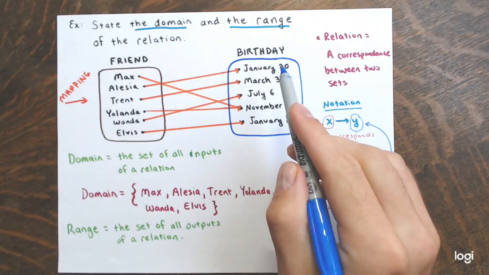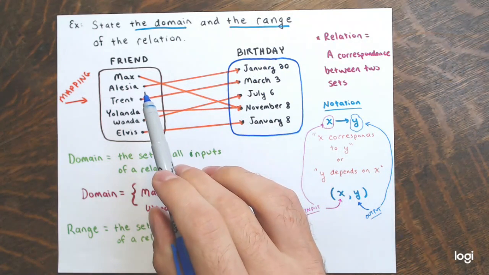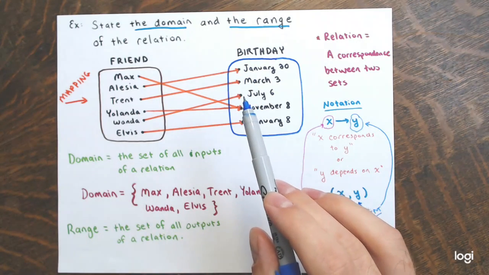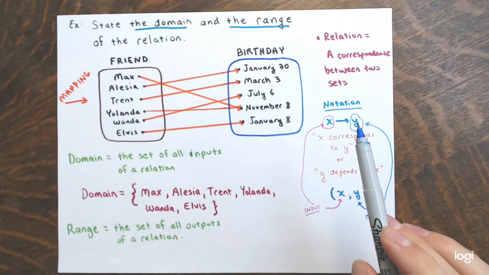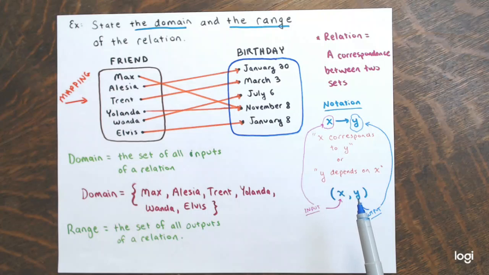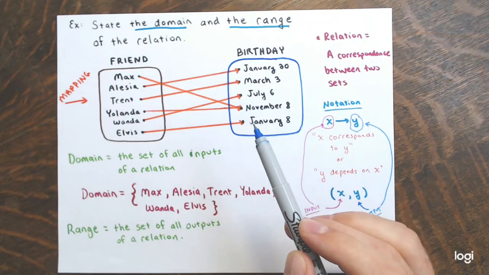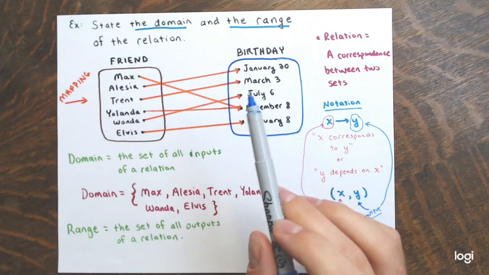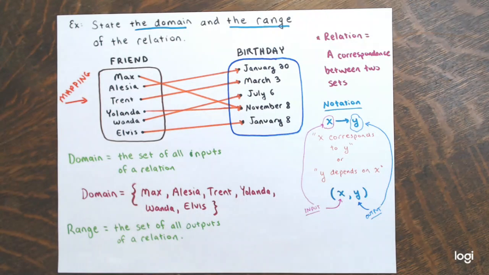So any value in the second set, this birthday set, that actually depends on something from the first set, the friend set, any value over here that depends on something over here that is at the end of an arrow is an output. It's this second value, or in ordered pair form, the second coordinate. So it looks to me like all 5 of these elements in the birthday set belong to the range. Every single one of them has an arrow going to it. Every single one of them depends on a value in the first set, the friends set.